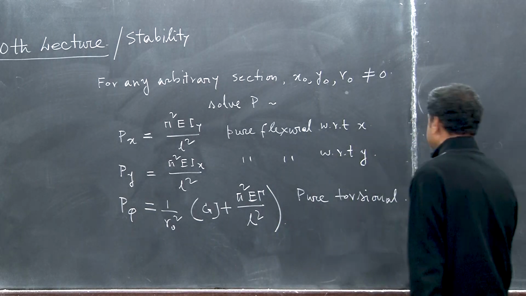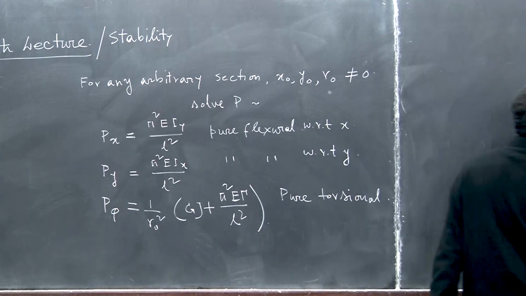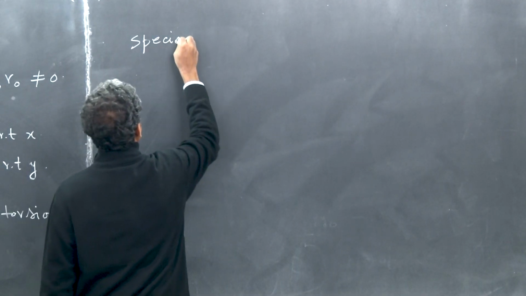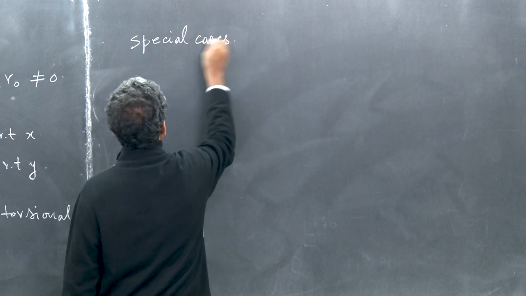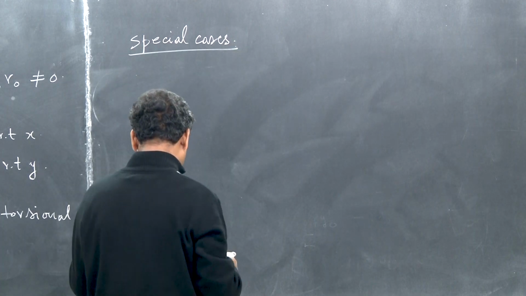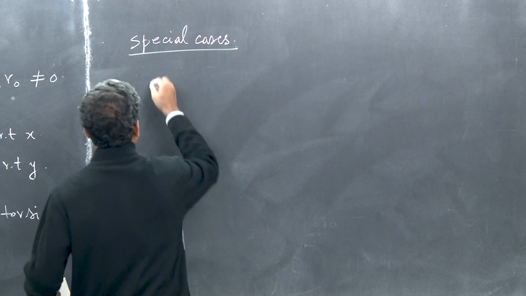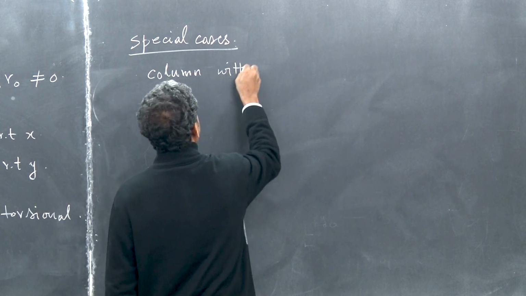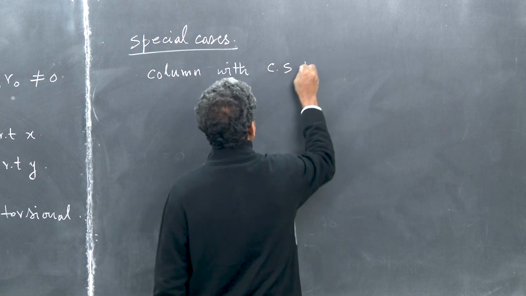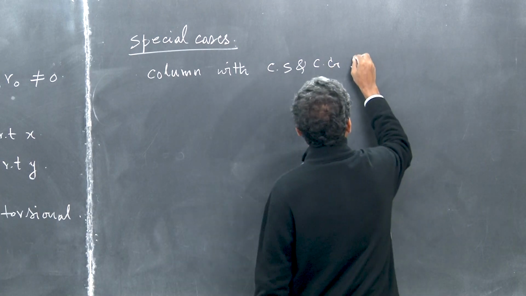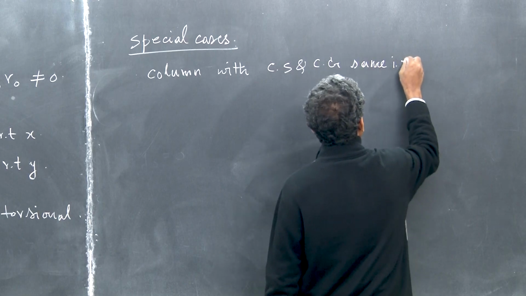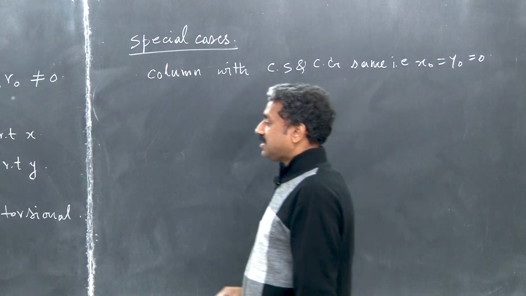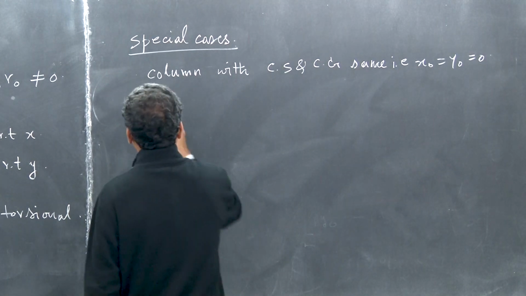Now we will consider special cases to see what really happens, okay. So special cases, when we are considering a column with shear center and CG the same. That means x0 is equal to 0, y0 is equal to 0, and r0 is 0. So then what happens?